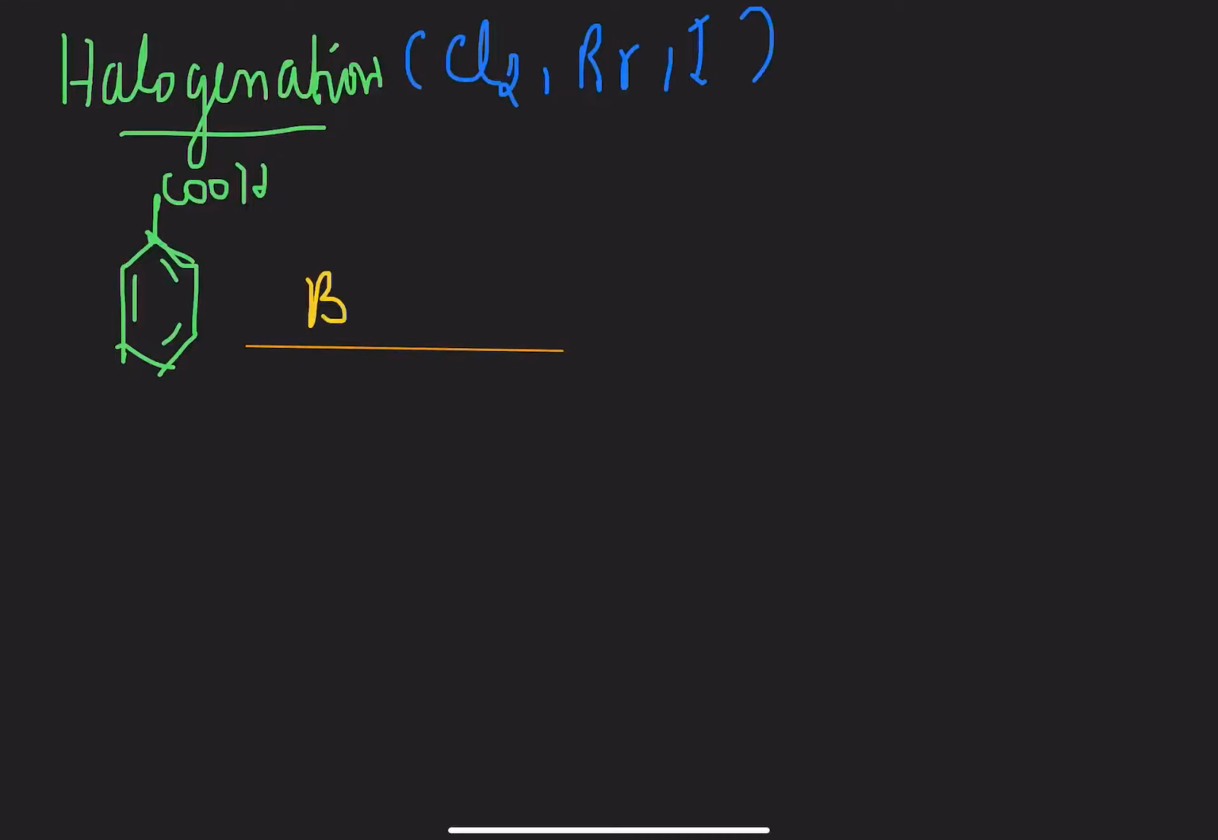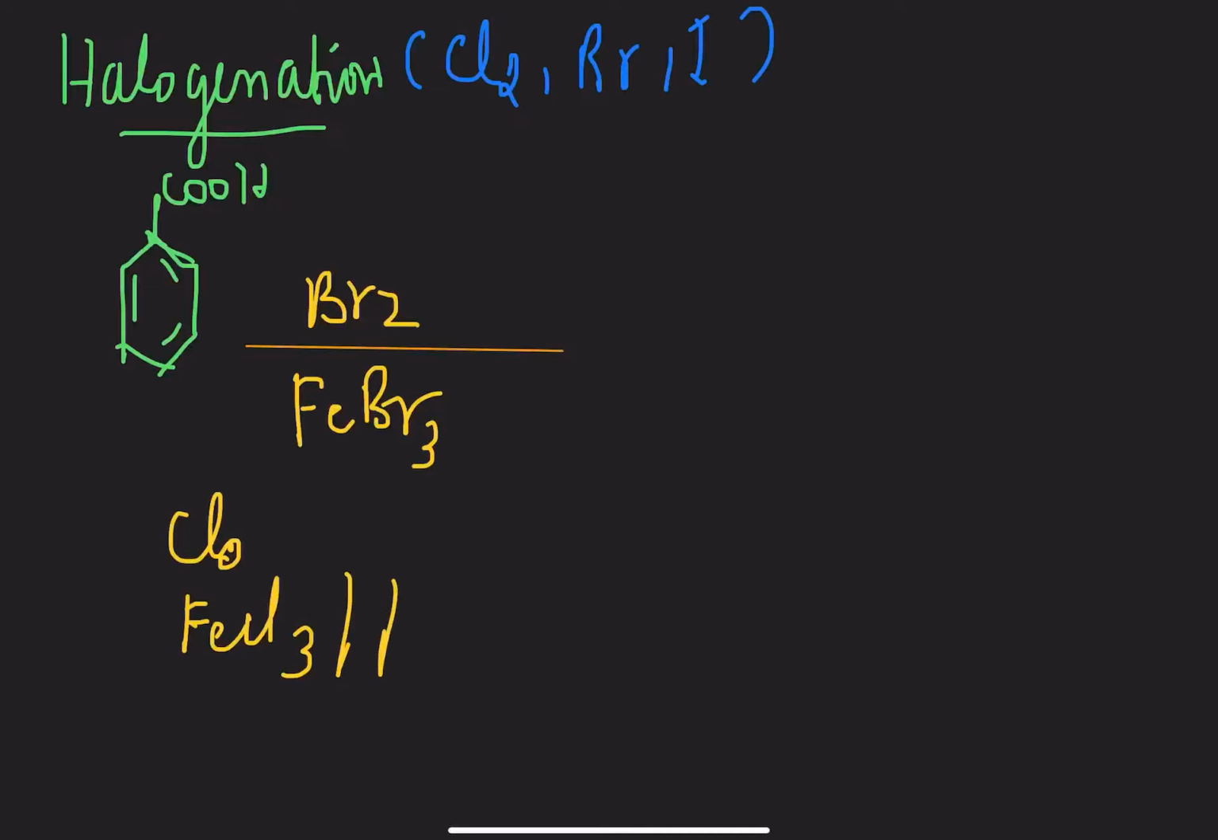So add bromine as Br2, and the reagent we use for halogenation is FeBr3. For chlorination it can be Cl2 and FeCl3, because this is a ferric halide. So FeBr3, FeCl3, whatever it depends. For chlorine we can also use anhydrous AlCl3, that is also possible. But we are talking about bromination at the moment. So the most important reagent we use for bromination is FeBr3, that is ferric bromide. This is the reagent for halogenation.